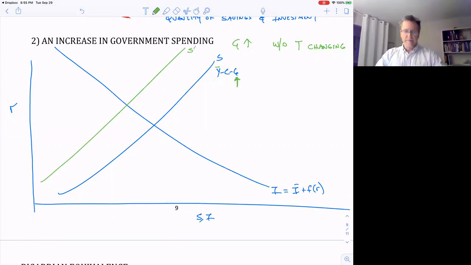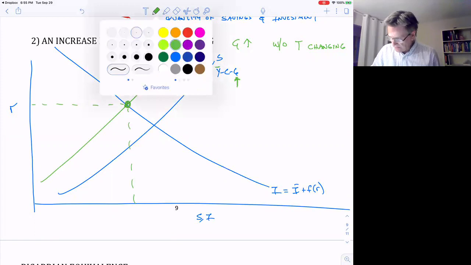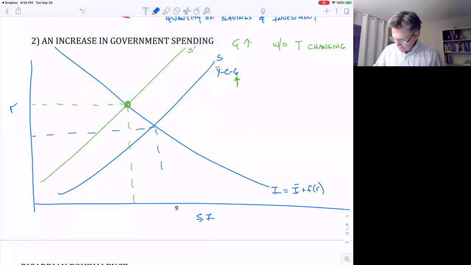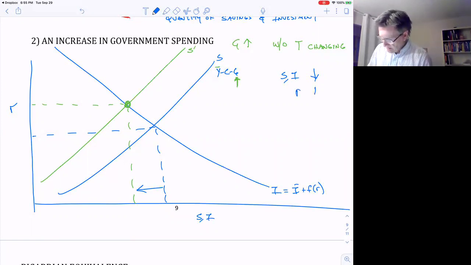S prime. There's less left over for savings. So we can see on here the new equilibrium. It's pretty easy to see what happens to most of these endogenous variables. Savings and investment are going to fall. So S and I fall. Now that's total savings falls. And R, the real interest rate, increases.